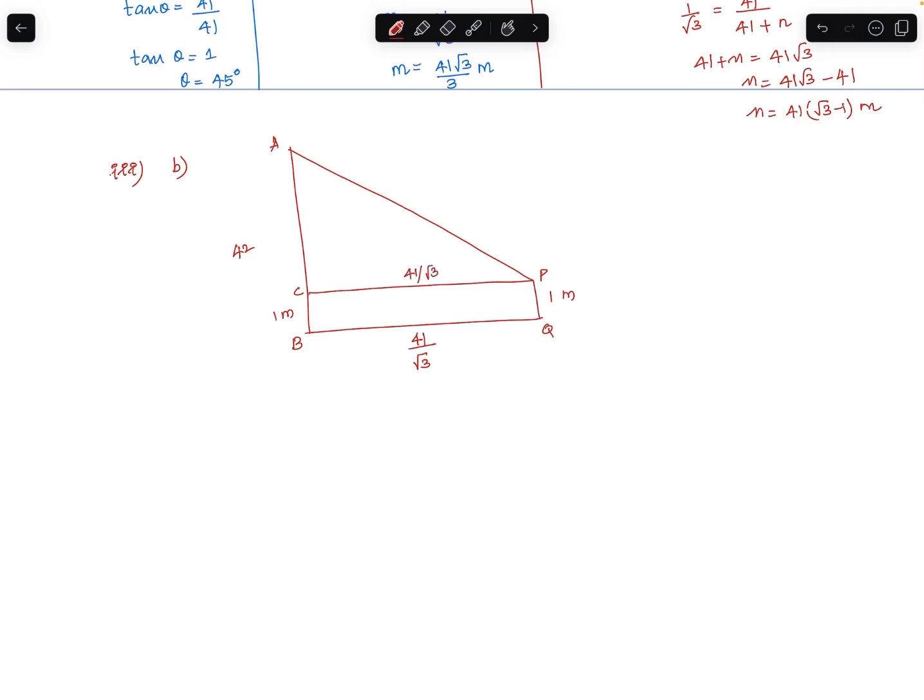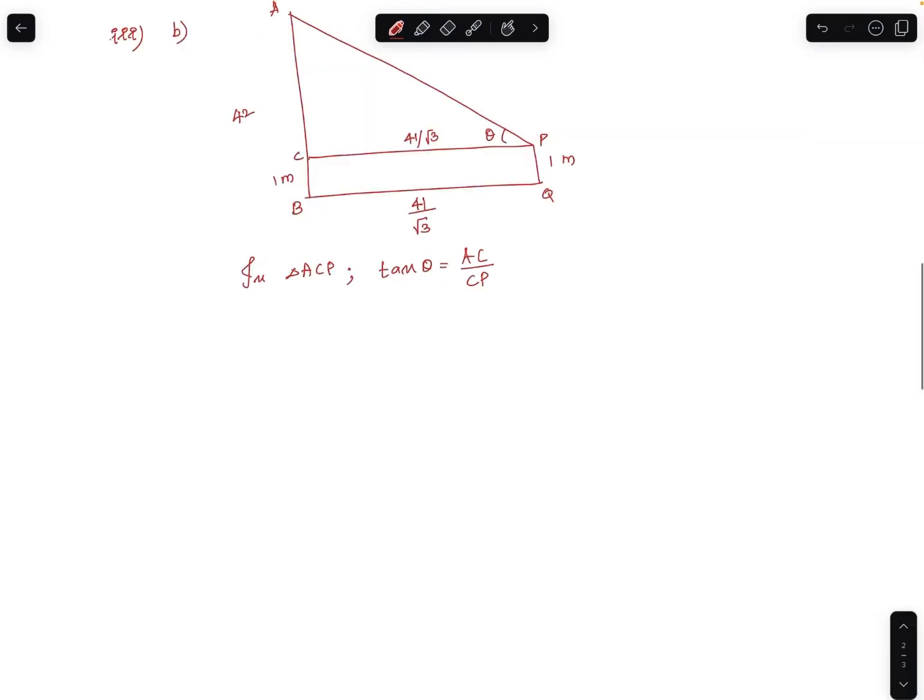Now we have to figure out the angle. In triangle ACP, tan theta is AC upon CP. Tan theta is equal to AC is 41 upon CP is 41 upon root 3. That is tan theta is equal to root 3, which implies theta is equal to 60 degree.